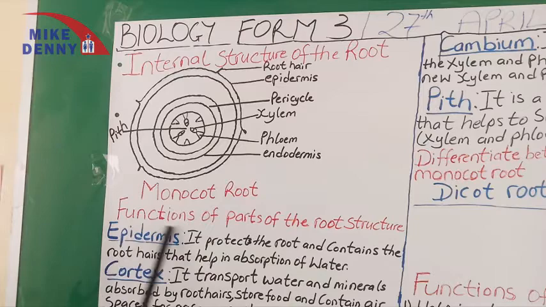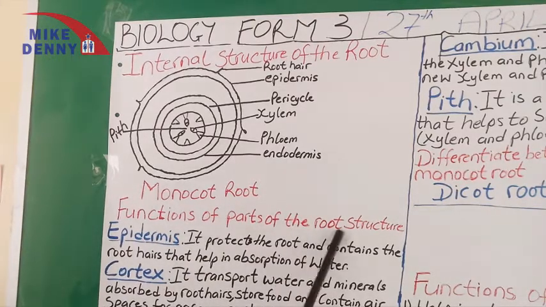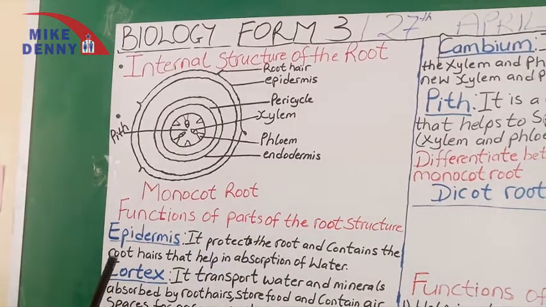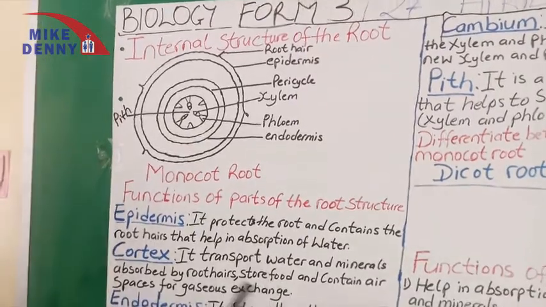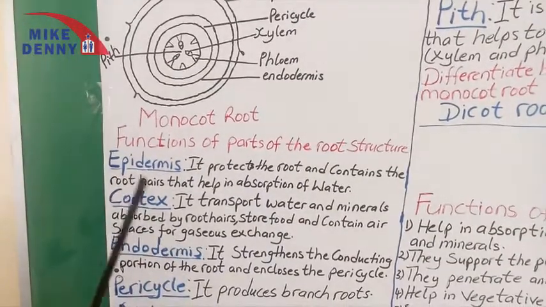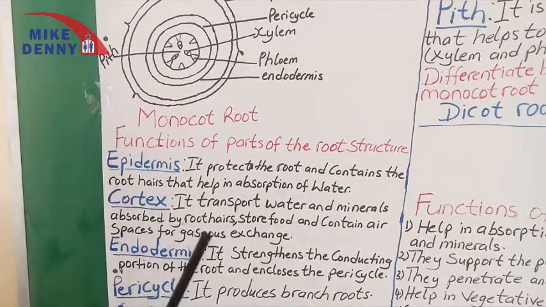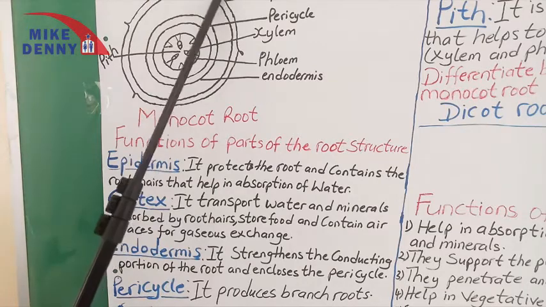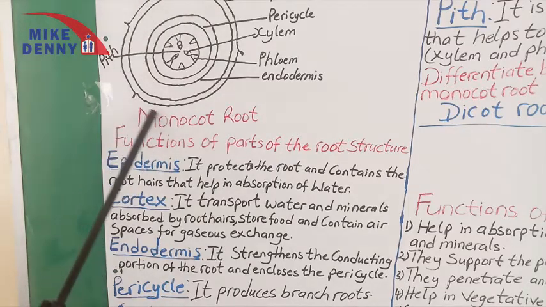So if we look at the functions of parts of the root structure, this root structure includes the monocot root and the dicot root. These parts play similar functions in the two. We look at the epidermis. The epidermis is that outer part.